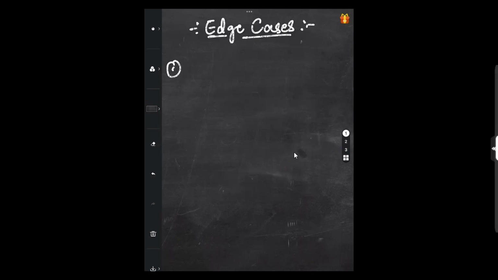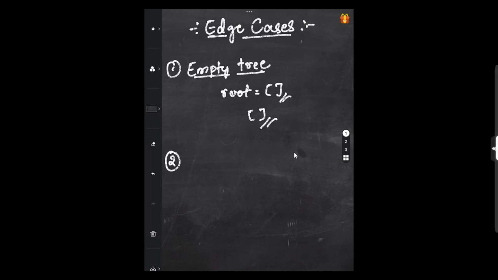The first edge case I'll be going with is the empty tree. When I say empty tree, I'll just consider the input here, root equals null. The tree has to be empty here, right? So the output will be empty here as well. We don't have any elements inside the tree, so the output will be empty itself.